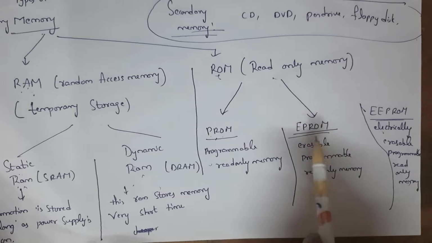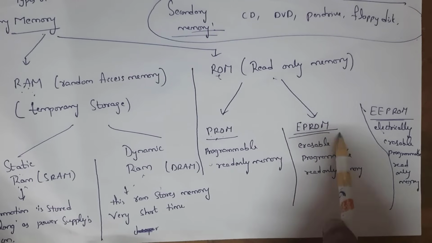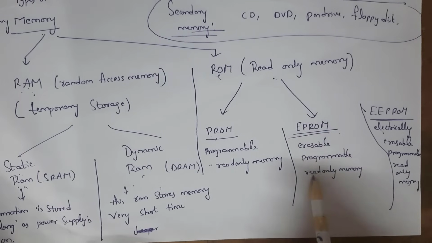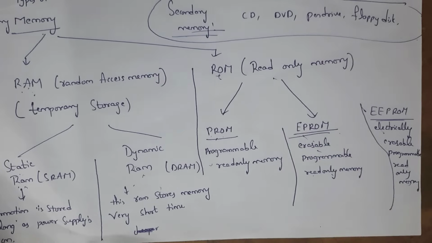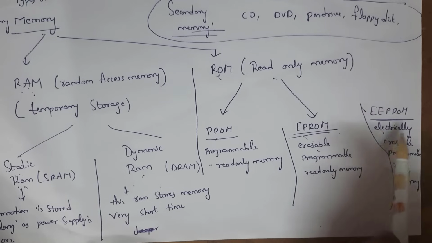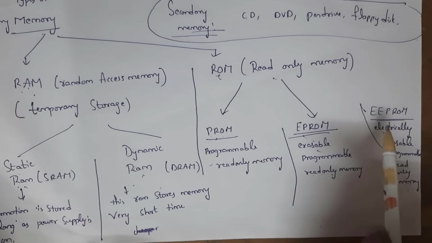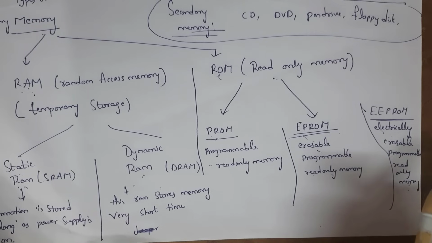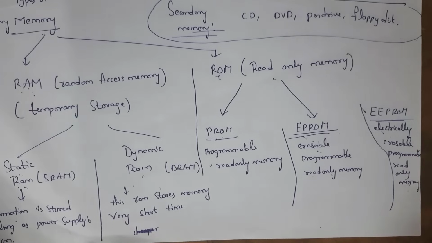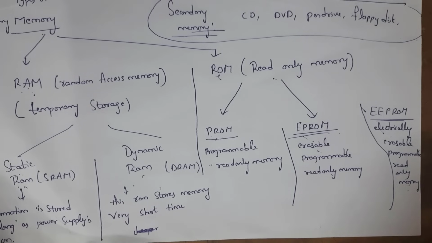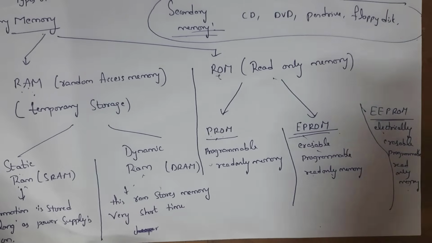And the next one is EPROM, where EPROM stands for erasable programmable read-only memory. The name itself says erasable, meaning once we insert any data in EPROM, we can delete that data and then we can insert new data. And the next one is electrically erasable programmable read-only memory. Shortly we call it EEPROM. In EEPROM, we can delete data by using electric waves. By using special electrical waves, we can delete data within milliseconds in EEPROM.